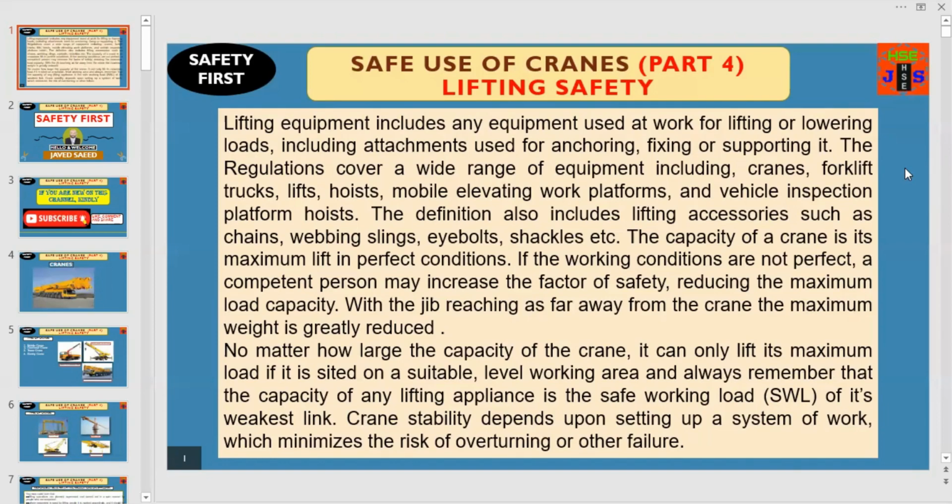And always remember that the capacity of any lifting appliance is the safe working load of its weakest link. Crane stability depends upon setting up of a safe system of work which minimizes the risk of overturning or other failures.